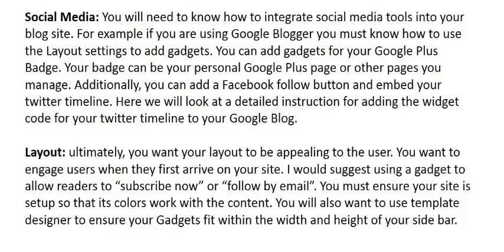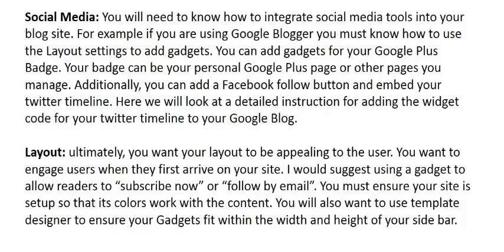I suggest using gadgets to allow readers to subscribe now or to follow by email. You also want to integrate certain things like Twitter as well as your Google badge to get people to return to your site and discuss it with commenting and other people. You also want to make sure the colors are set up in a way that works with your material and your layout. And you'll use Template Designer in Google Blogger as well. And you want to make sure that your gadgets are fitting within the widths and heights of your sidebar.